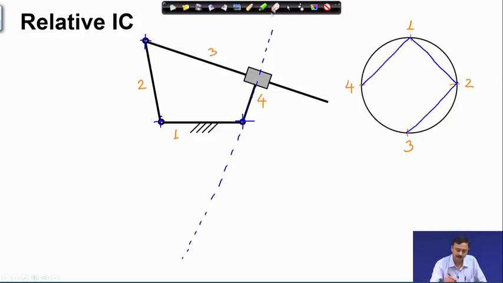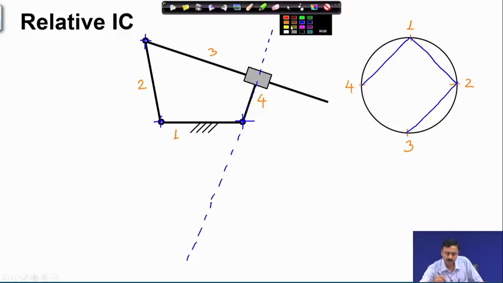I34 must lie on this line at infinity, because this is a prismatic pair. So, this also I know it is at infinity. I34 is at infinity on this blue dashed line.